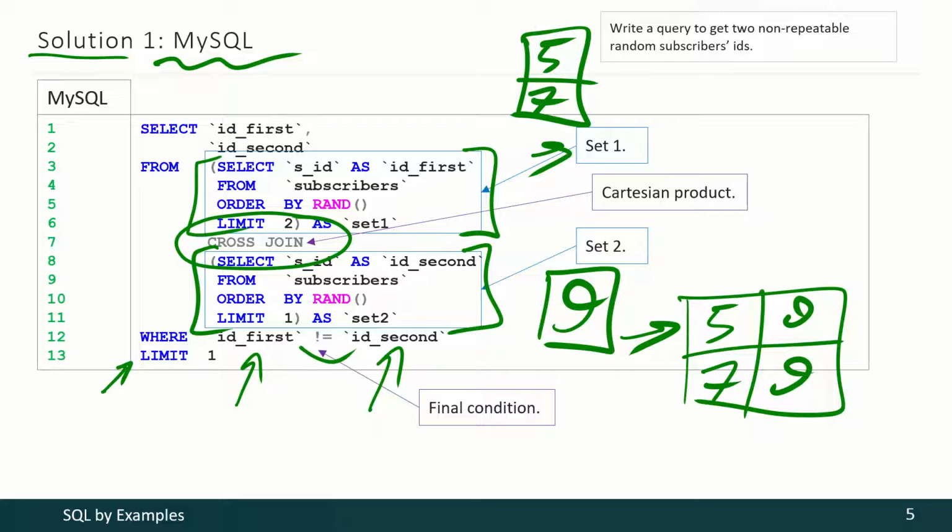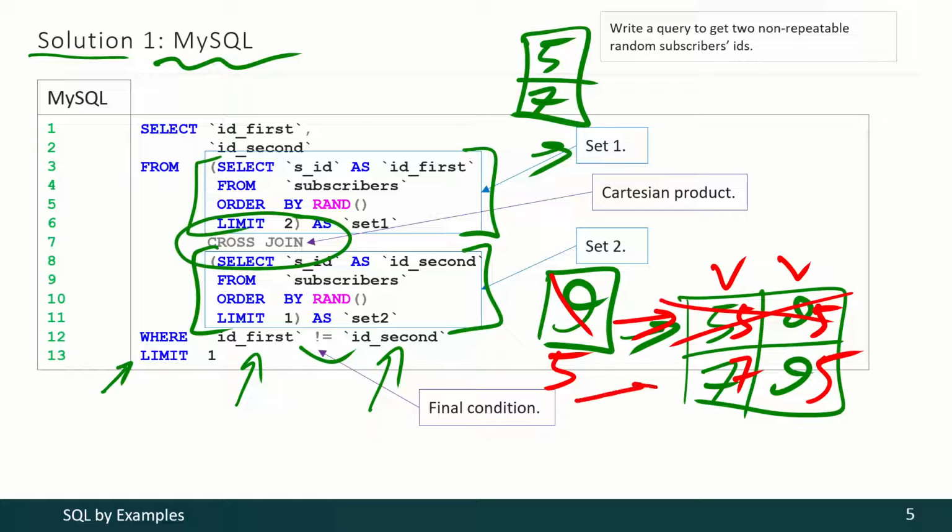But what if we are not so lucky and this value is not 9 but 5? So the Cartesian product will be 5, 7, 5, 5. This row contains equal values 5 and 5, so we cannot use this row, but this row contains different values 7 and 5, and we can use this row.